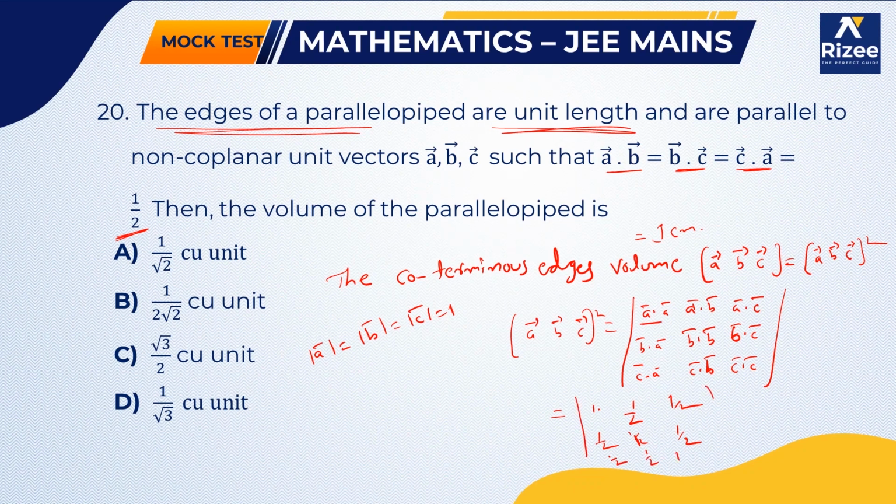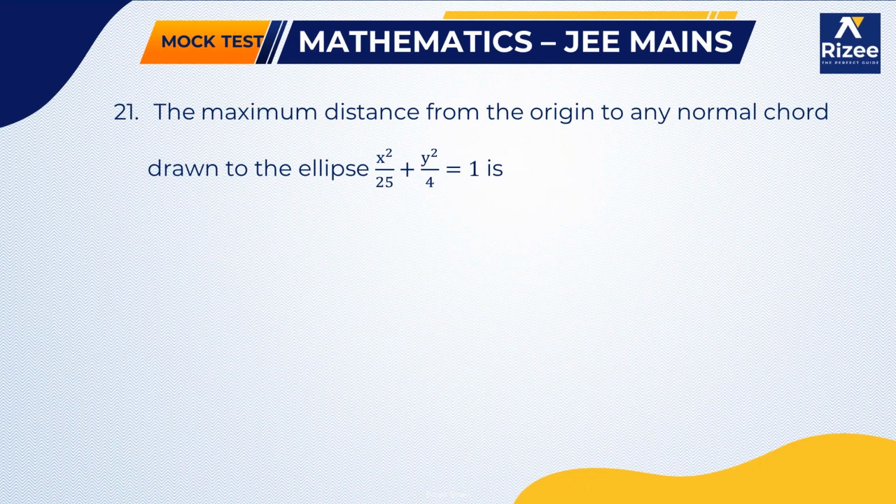The maximum distance from the origin to any normal chord drawn to the ellipse x square by 25 plus y square by 4 is equal to 1. The normal equation is a square x by x1 minus b square y by y1 is equal to a square minus b square. This is the most important question. This proof can be used when finding the maximum distance from the origin to any normal chord drawn to the ellipse. Use this formula simply.